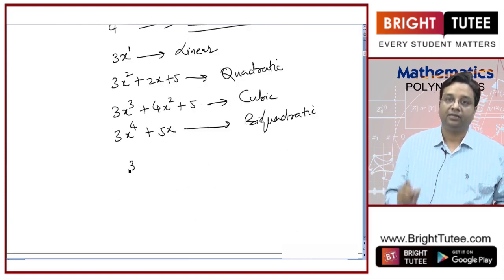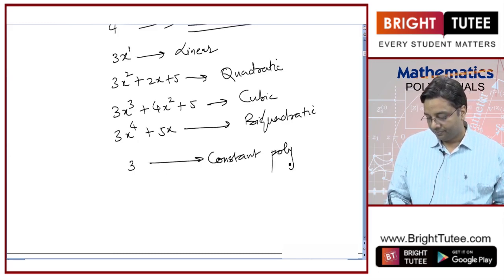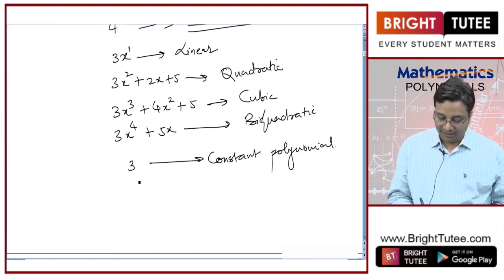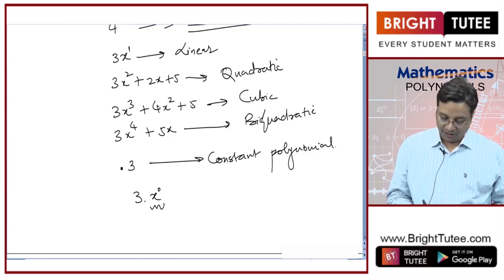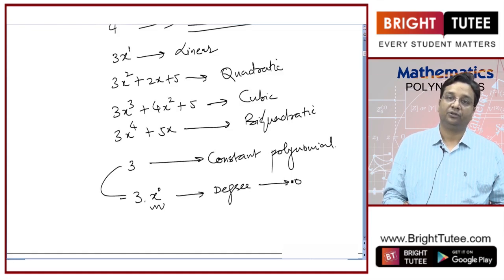There is another polynomial like this. If I write only a constant term, this is known as constant polynomial. What is the degree here? I can write this as 3 into x raised to power 0, right? Anything raised to 0th power is 1. So 3 can be written as 3 into x raised to power 0. So the degree here is 0. Degree of a constant polynomial is 0.